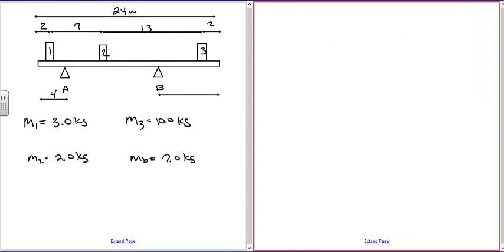So we're going to come up with this free body diagram. We're going to have our beam, which is going to be a straight line. And we're going to have the force due to mass 1, force due to mass 2, the force due to the weight of the beam, and the force due to mass 3. There. We're going to have the two support forces.